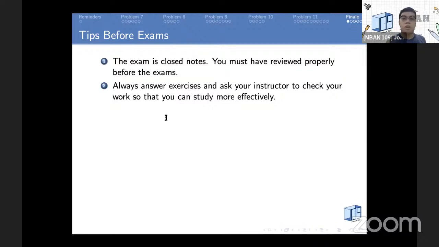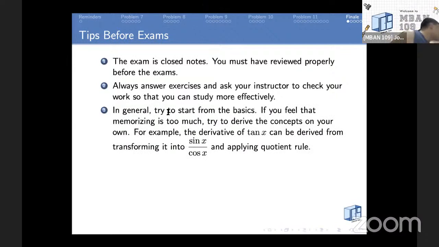Next, in general, try to start from the basics. Talagang lahat ng mga concepts, from the limits hanggang derivatives, pati na rin sa graph sketching, they always come back to the basics. So what I mean by this, if you feel like memorizing is too much, kunwari, yung nagtanong last day 1 about sa pag-memorize ng trigonometric functions or general derivatives, you can try to derive the concepts on your own.